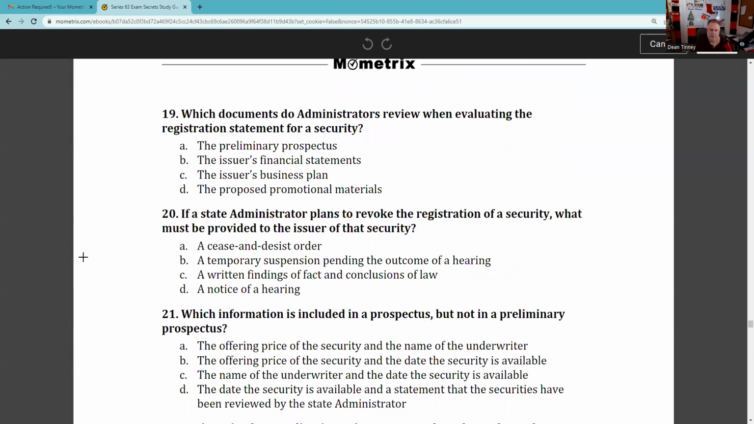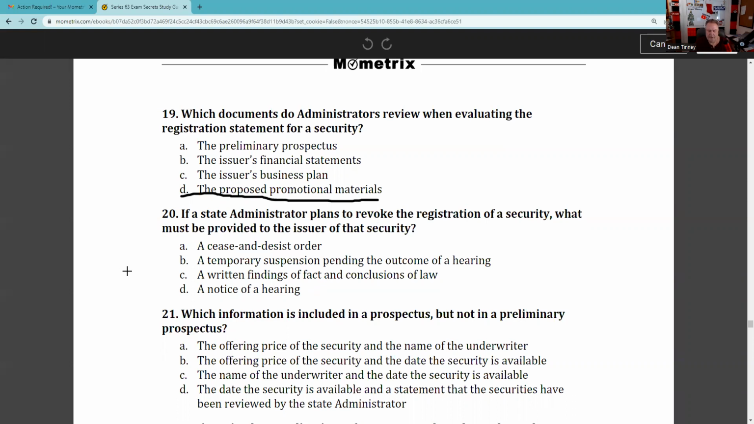Which documents do administrators review when evaluating the registration statement for a security? The preliminary prospectus, the issuer's financial statements, the issuer's business plan. Yeah, what they really want to know is what you're going to be using to solicit the residents of his or her state. So given this answer set, D is the most appropriate response.